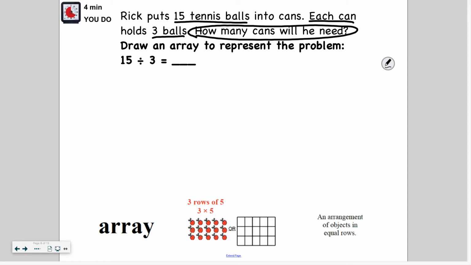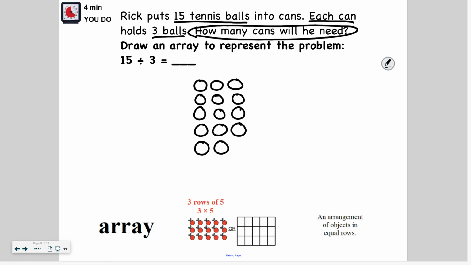So I know he has 15 tennis balls and he's placing them into the cans. Each can will hold 3 balls. So that means my rows are going to be rows of 3, because each row, like I said before, is the group. And in this case, the groups are representing the cans. So 3 in a can, and I'm going to keep adding on rows until I get to 15. So let's go ahead and count together. 4, 5, 6, 7, 8, 9, 10, 11, 12, 13, 14, 15.